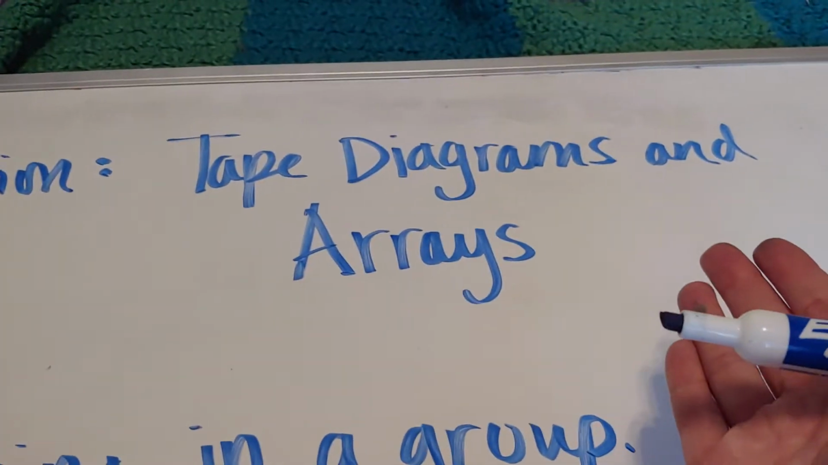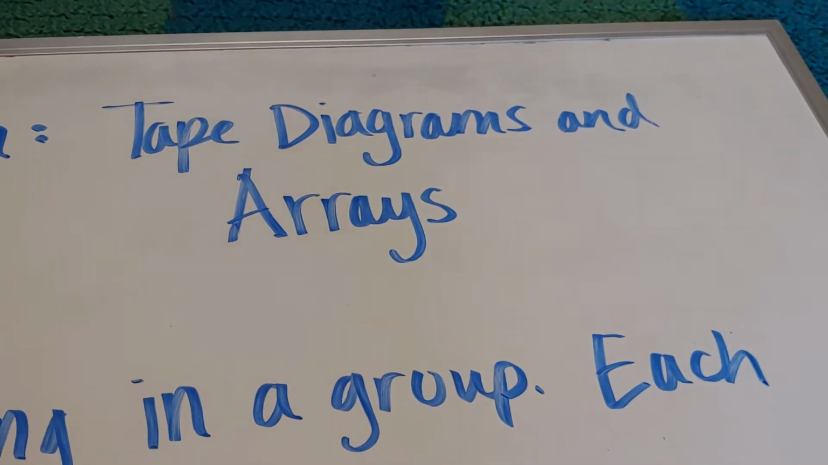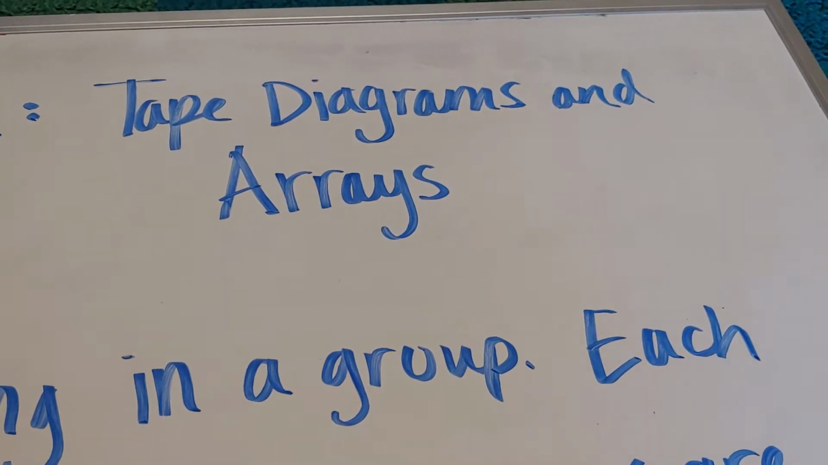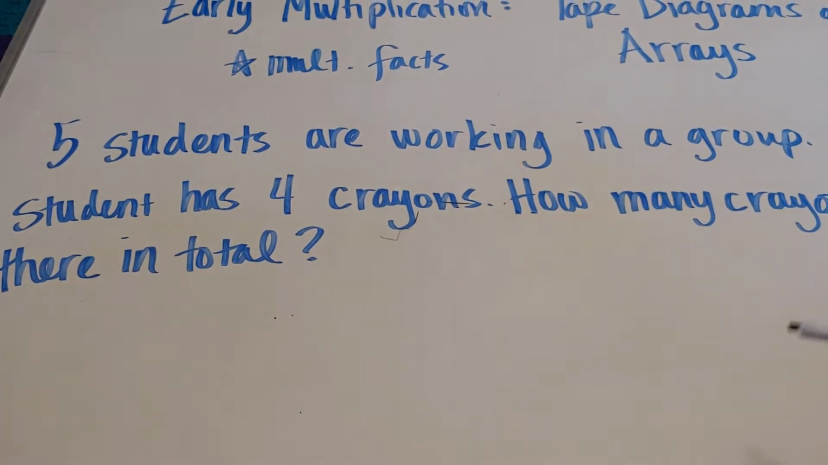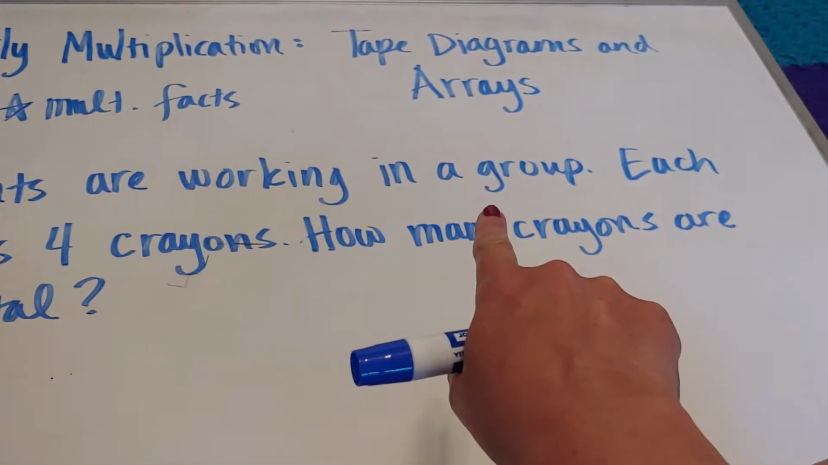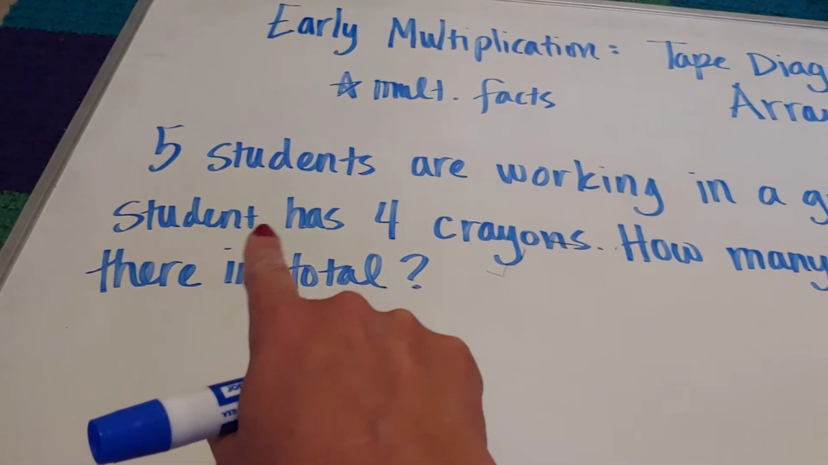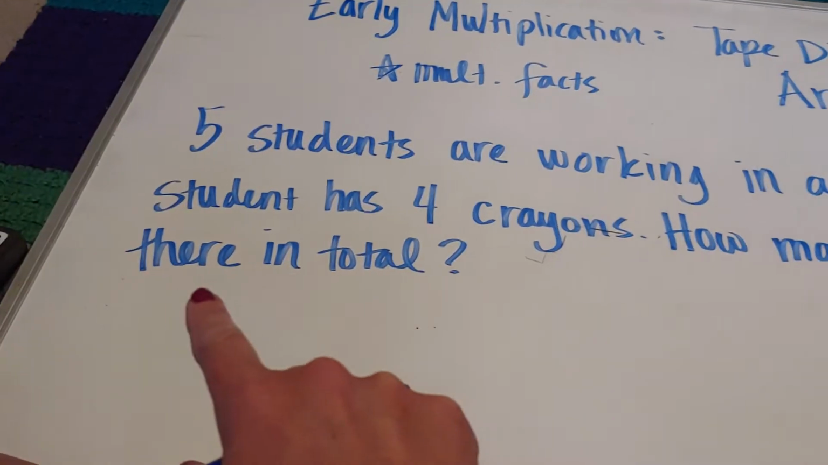However, what I want to show you is how we can use tape diagrams and arrays to introduce the idea of multiplication. And of course, we always look at word problems when we're introducing it. So for this problem, it says 5 students are working in a group. Each student has 4 crayons. How many crayons are there in total?